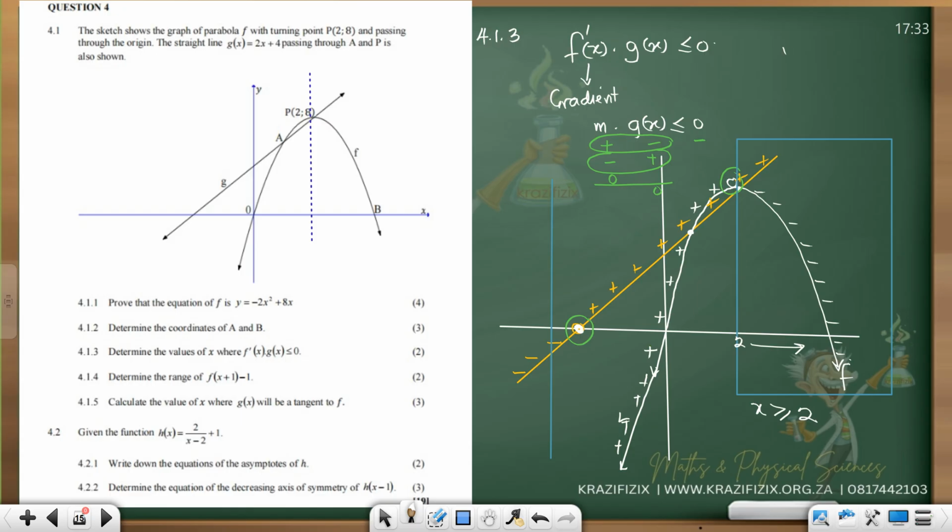X-intercept. So y equals 2x plus 4. What is x? Negative 2. So those are my two answers. X is negative 2 and x is greater than or equal to 2. So much work for 2 marks though.